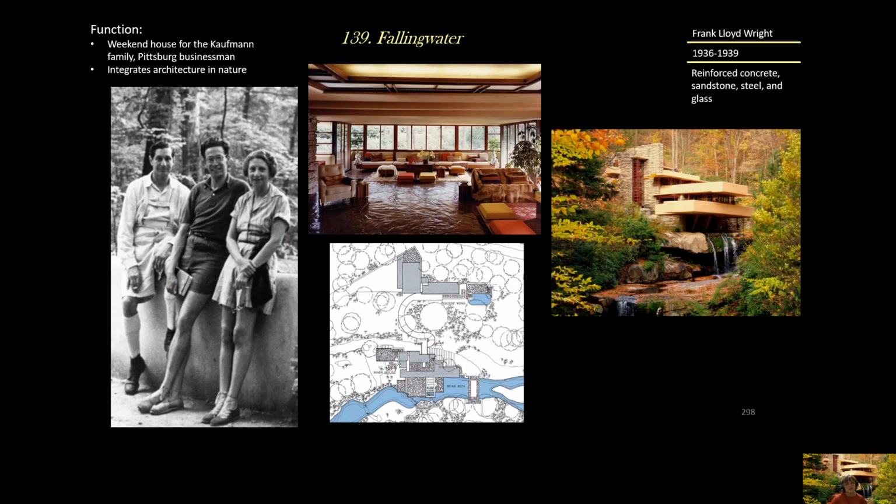So the function of Fallingwater by Frank Lloyd Wright is that it was made for this Kaufman family who lived in Pittsburgh. He was a businessman. The other function is that it integrates architecture into nature. And just look at that water flowing underneath the house. Really cool. So that's Fallingwater by Frank Lloyd Wright, 1936 to 1939. Reinforced concrete, sandstone, steel, and glass.